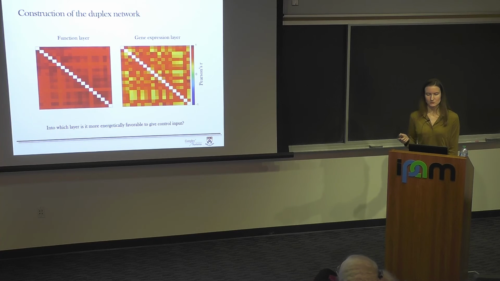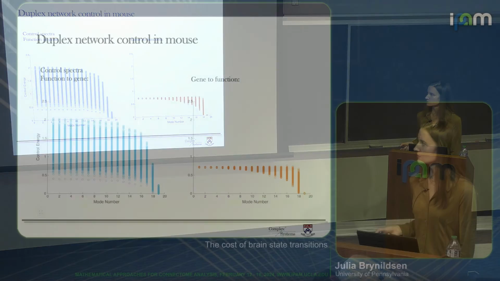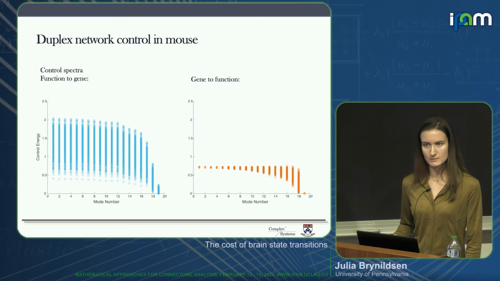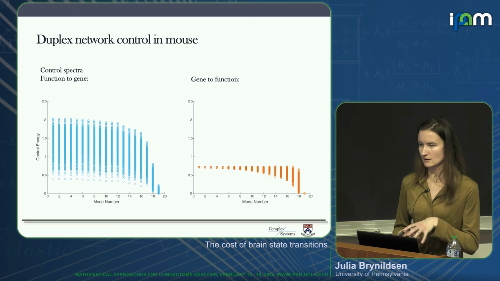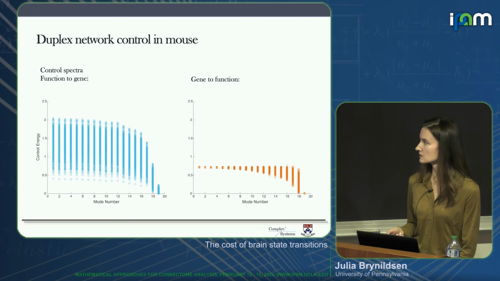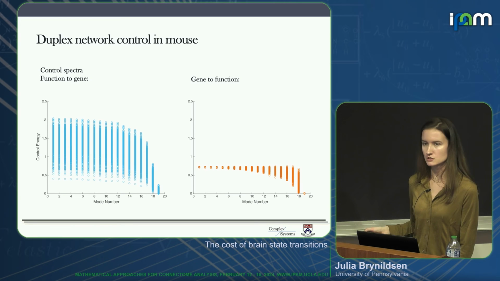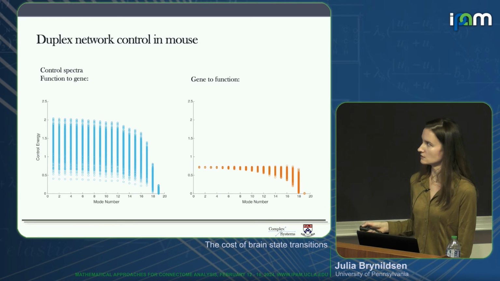So we can then try to address the question into which of these two layers is it more energetically favorable for us to give control input. So here you can see control energy, where each one of these points represents one of the functional matrices that I computed, which is paired with the gene expression matrix. And this is energy cost when we are going from function to gene control versus gene to function control.